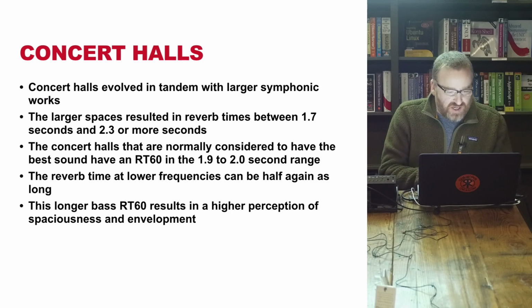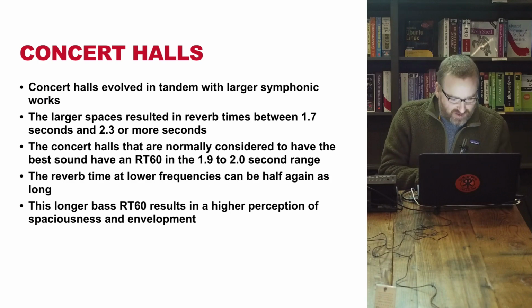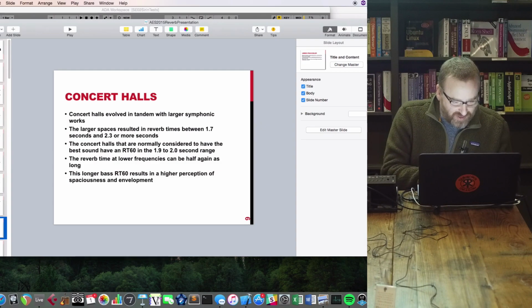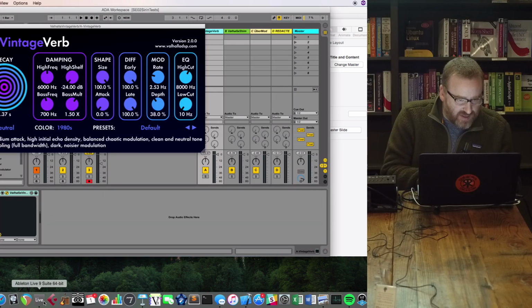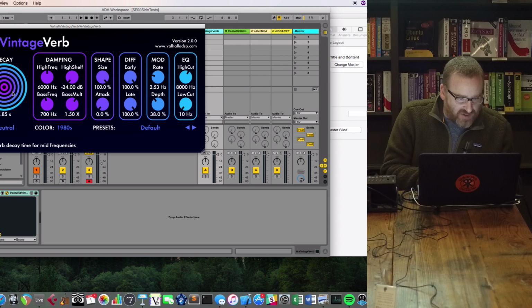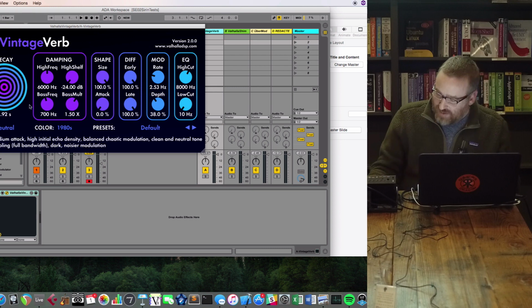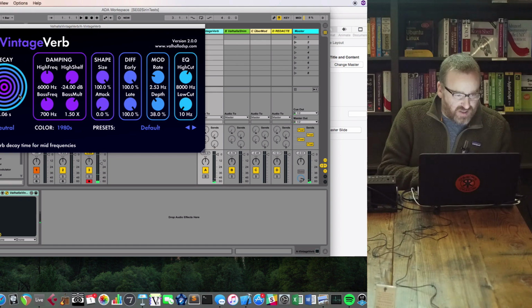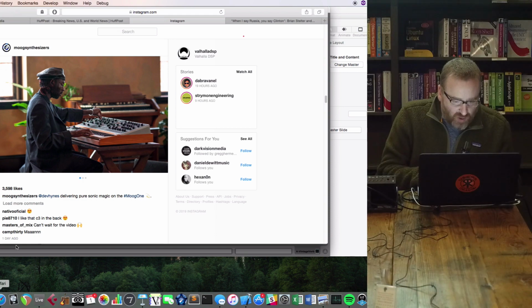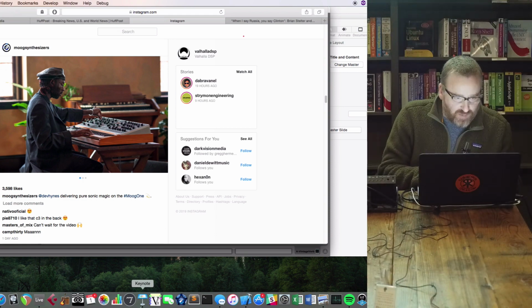And that gives you a higher perception of spaciousness and envelopment, which I don't think we're going to be able to hear in these speakers tonight, but you can get a little bit of the idea of what a reverb like that sounds like. In this case, it's already set up to do something like that. Which sounds short compared to the Cathedral, but it's still a fairly long reverb for orchestral music.